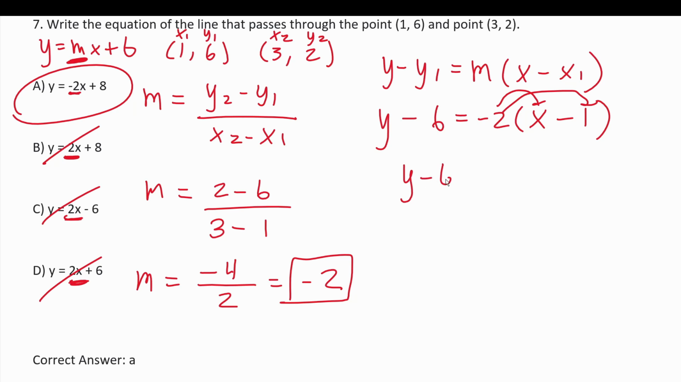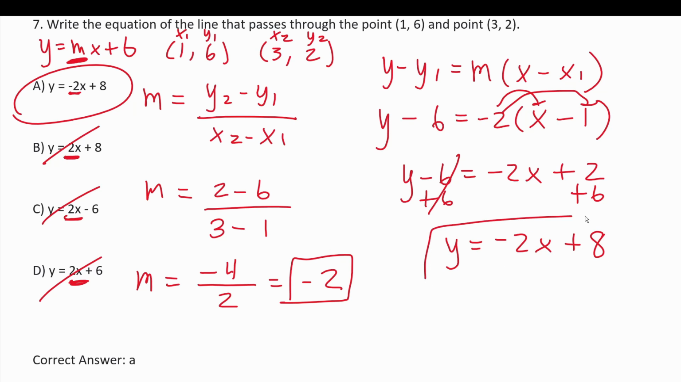So this is y minus 6 equals negative 2 times x, which is negative 2x. Negative 2 times negative 1 is positive 2. Let's go ahead and add 6 to both sides now. This crosses out, leaving you with y equals negative 2x. 2 plus 6 is 8. So this says y equals negative 2x plus 8. This is in fact an equation of a line that passes through these 2 points. And as we can see, that does in fact match answer choice A. Okay, so a good example of a problem that may show up on the ASVAB. You'll be given 2 points and asked to write the equation of a line that passes through both of them.